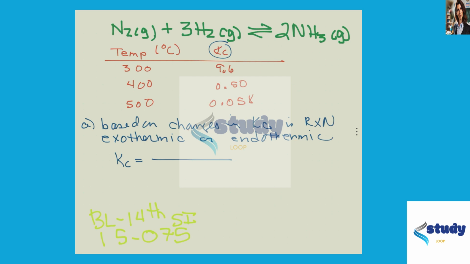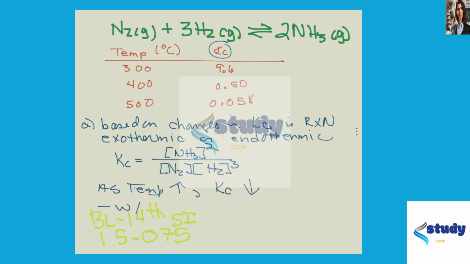Then we're asked, based on our equilibrium constant, is this an exothermic or endothermic reaction? In order to do this, let's write the expression, which will be as follows. This is squared. We can see that as temp increases, our Kc, our equilibrium constant, decreases.